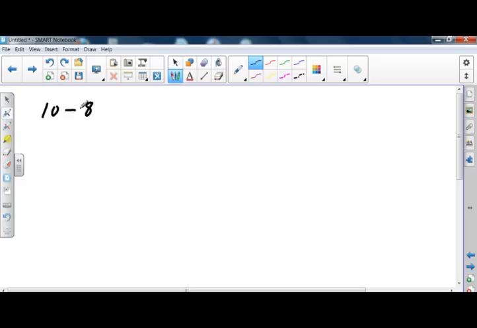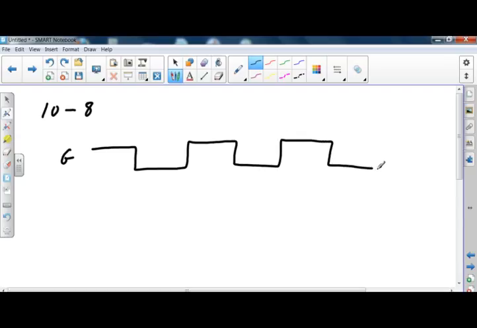I got a D flip-flop. I want to show the pattern. Okay. So I got my gate. My gate's going to start high, go low. I got 1, 2, 3 more highs.